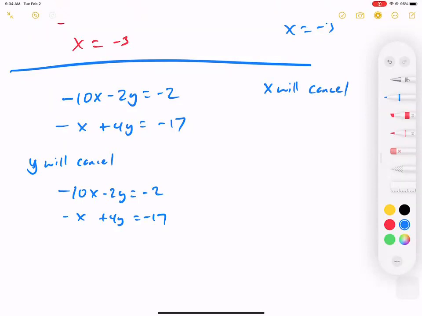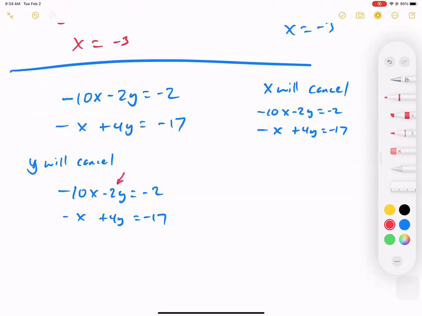Okay, so we're going to do both of them. Negative 10x minus 2y equals negative 2, and negative x plus 4y equals negative 17. All right, we're going to do both of them. So let's do the y's cancel first. If the y's cancel, take a look here.